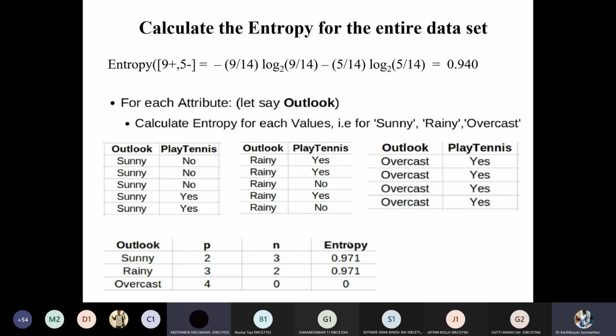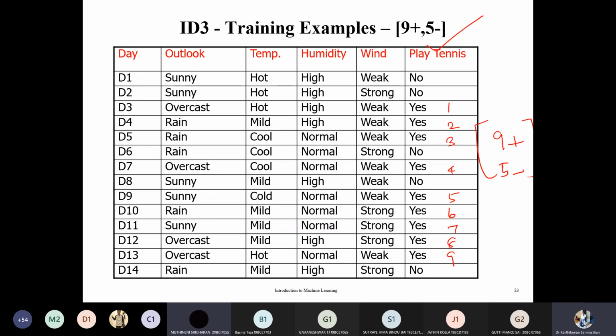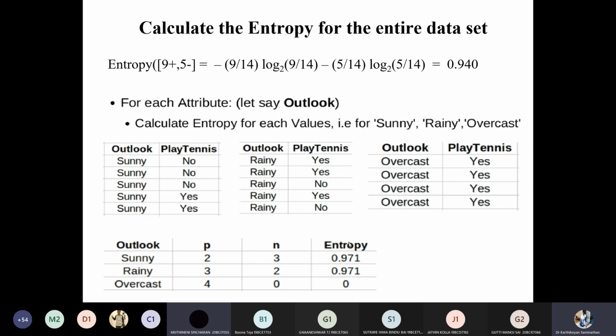Now you just calculate for outlook: sunny, rainy and overcast. So there are three categories. I want to take a decision based on this outlook. I have sunny, overcast and rainy. So there are three parameters. So I want to calculate the decision for the outlook parameter. Calculate the entropy for each value. So totally 9 plus and 5 minus. This is the entropy value of the root. Root value is calculated as 0.940.